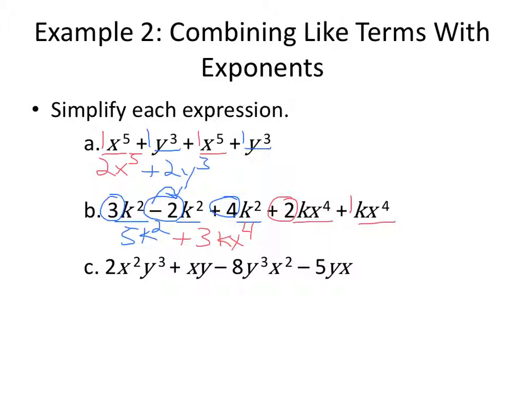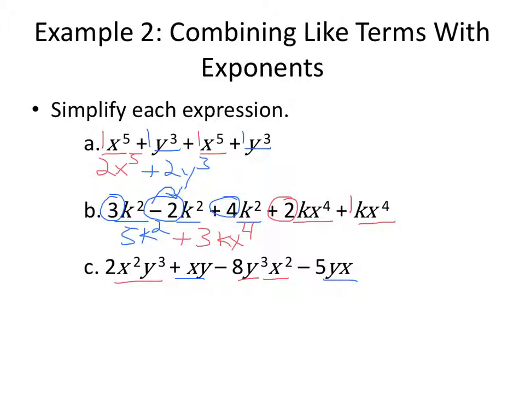With letter C, you have an x squared y cubed. And here is also an x squared y cubed. Even though it's written in a different order, it's multiplication. The order in which we multiply doesn't matter. So those are similar terms. Those are like terms. You also have xy here and yx or xy there as well.